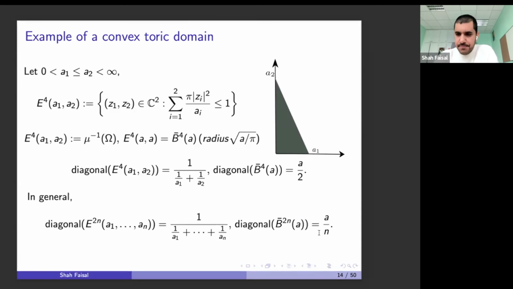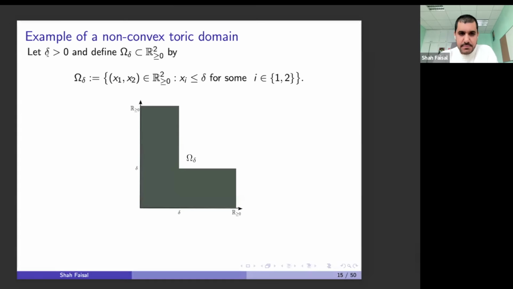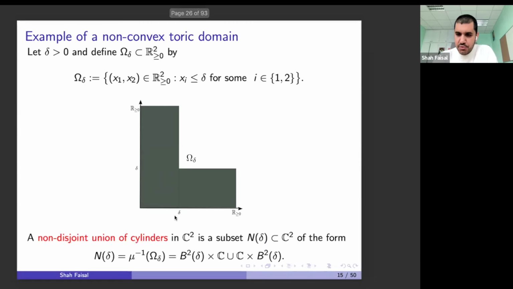A non-convex toric domain that will appear in this talk: we consider some positive delta, and consider the union of these two strips, vertical and horizontal, of width delta. The corresponding toric domain is called the non-disjoint union of cylinders, and they exactly intersect along the cube here.